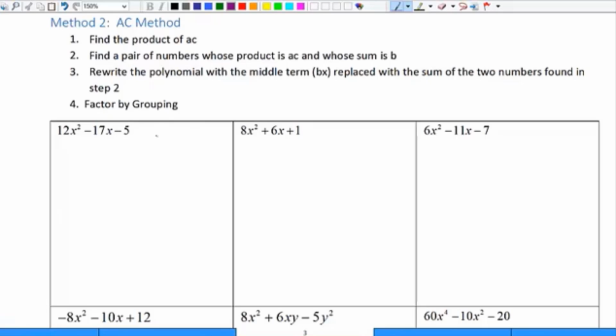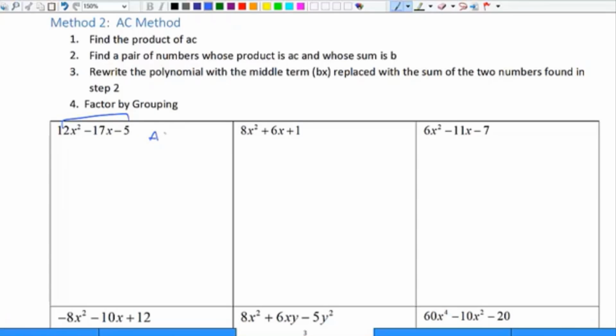So if you actually like guess and check, you don't need to know this method whatsoever. If you've been doing great on guess and check, you can just watch this and see if you like it any better. But I would prefer that you use guess and check if you like it better. If guess and check is hard for you, then use the AC method.